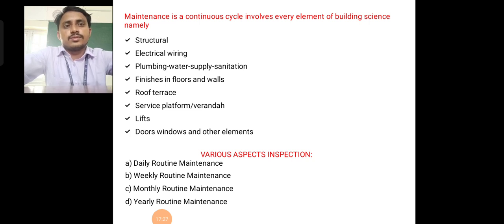So this is about today's session topic: maintenance and types of maintenance, the importance of maintenance, and the various aspects of inspection.